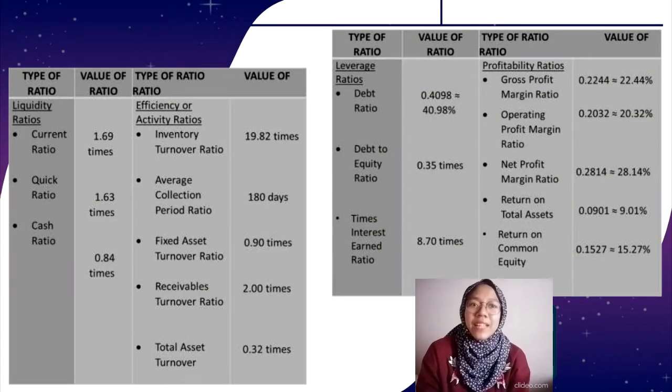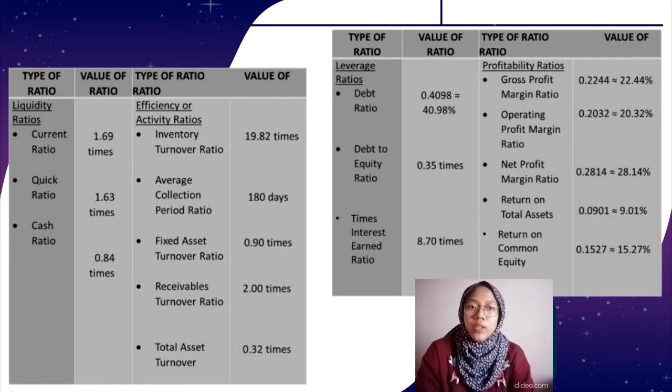For Dialog Group Berhad's financial ratio in 2020, we have calculated the liquidity ratio, activity ratios, leverage ratio, and profitability ratio. In liquidity ratio, we have current ratio, quick ratio, and also cash ratio. For current ratio, we get 1.69 times, meaning that Dialog Group Berhad is able to pay 1 ringgit and 69 cents for RM1 of its short-term liability.